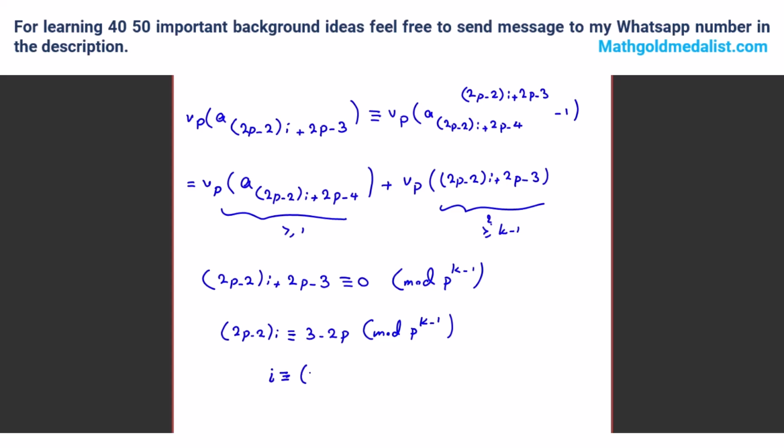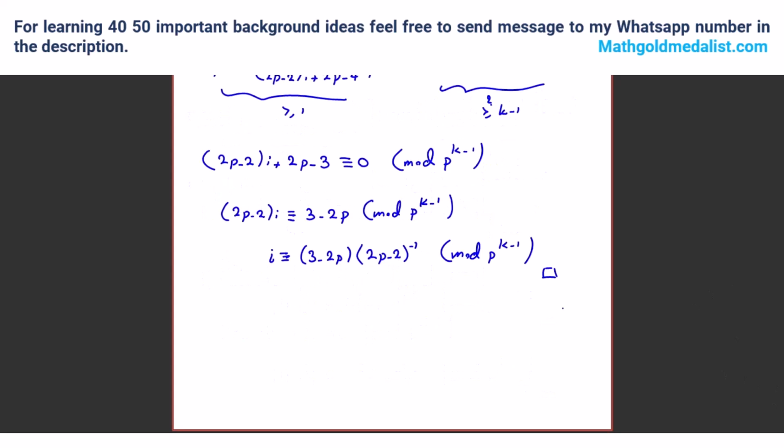So i is congruent to 3 minus 2p times 2p minus 2 inverse mod p to the k minus 1. So if it is negative, you can add p to the k minus 1 as much as you want, and you can find infinitely many good i's. So in all cases, we proved this problem.